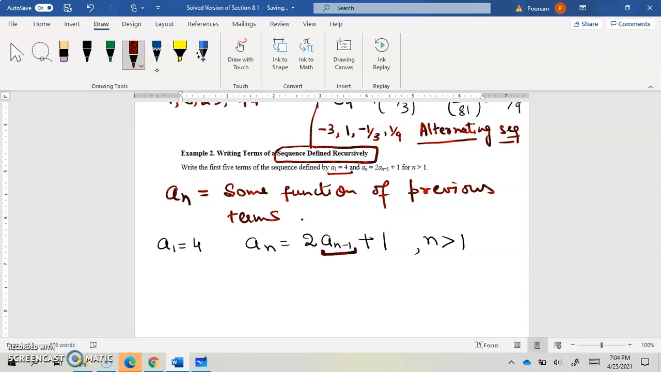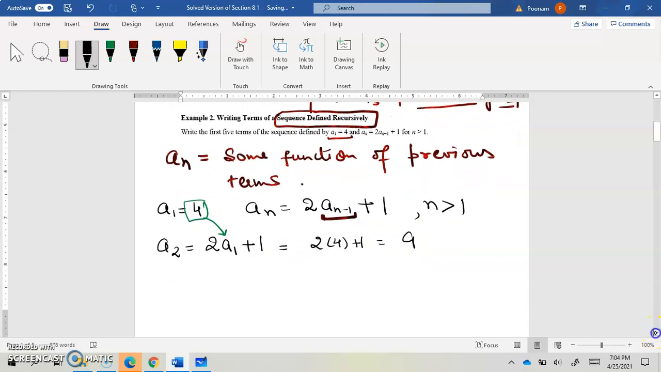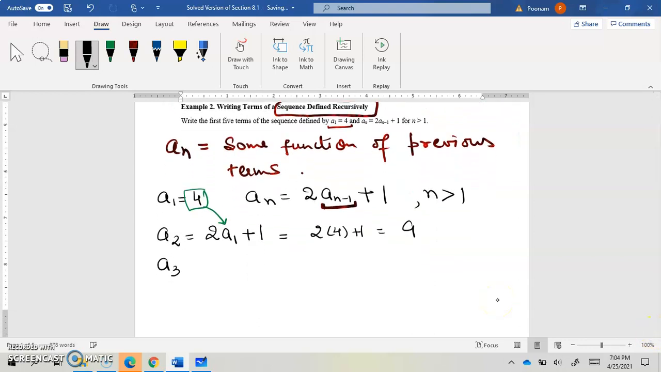a1 is given to be 4. So what if we try to find a2? From the formula, it would be double of the previous term of a2, which is a1, plus 1. a1 is given to us, which is 4, so we can plug it in. What do we get? 2 times 4 plus 1 is equal to 8 plus 1, 9. So now we found a2. a3, if we have to find the first 5 terms.